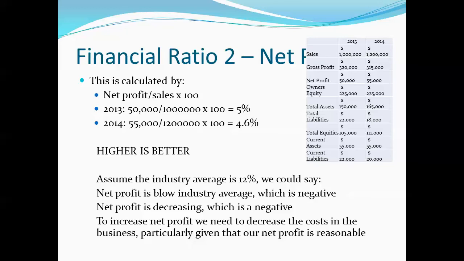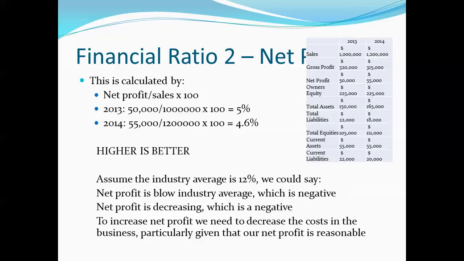The second one, the net profit ratio. So not dissimilar from gross profit, you just take net profit divided by sales, multiply by 100. In this case, net profit was $50,000 in 2013 and $55,000 in 2014. So we can do those calculations. 5% was your net profit in 2013 and 4.6% in 2014. Now, in this case, let's assume, I'm going to tell you that the industry average for this business was 12%. So we could make the comment there that net profit is significantly below the industry average, which is not a good thing. And it's also decreasing, which is not a good thing.